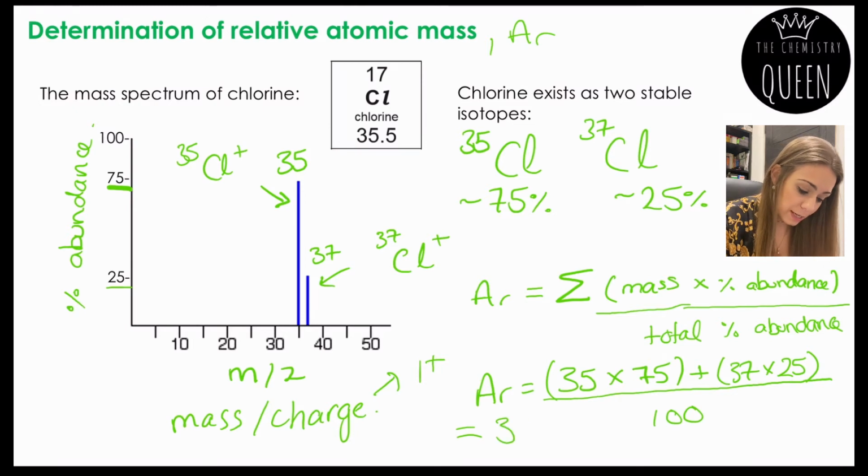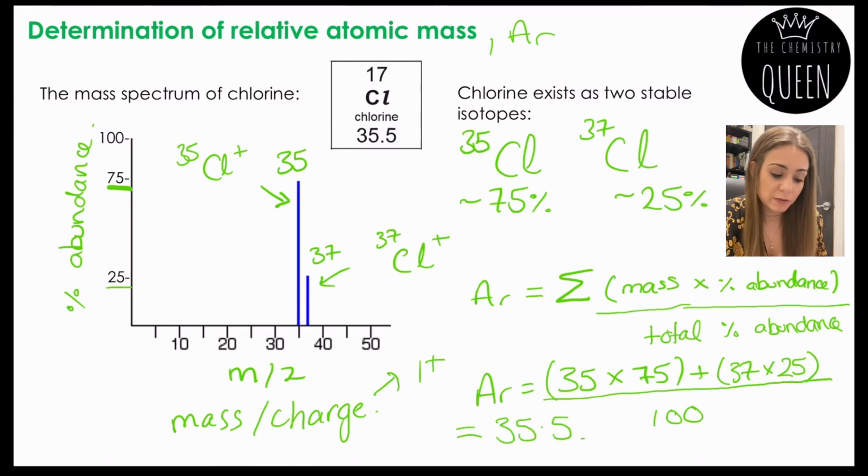And you should get an answer of 35.5 to 3 significant figures. And if you look in the periodic table, you will see that chlorine's relative atomic mass is 35.5. So you can check your answer against the periodic table to make sure that you have got the correct answer.